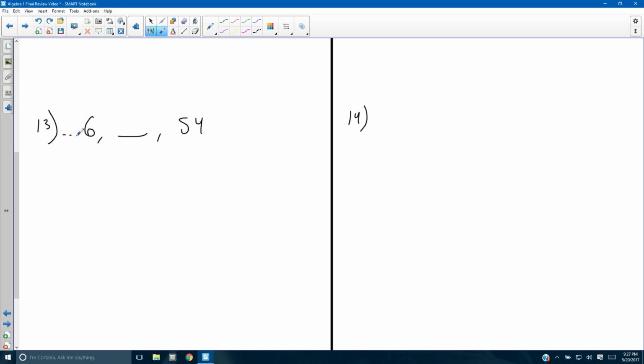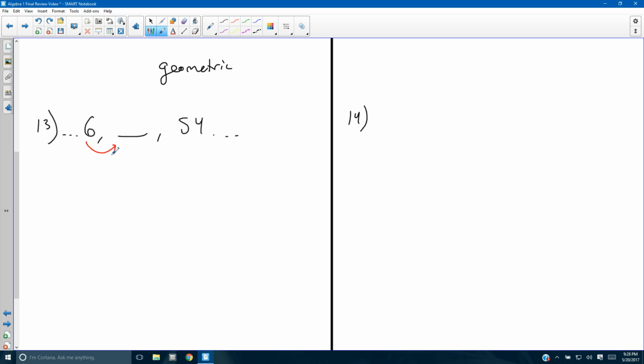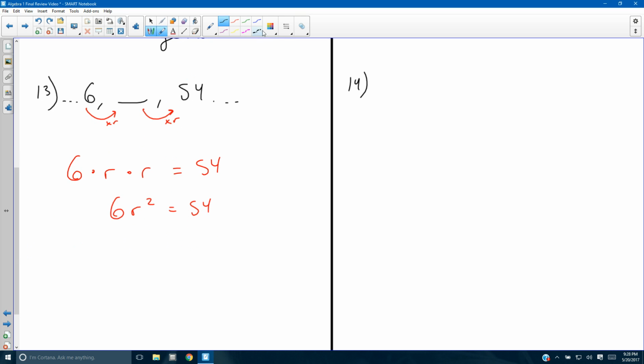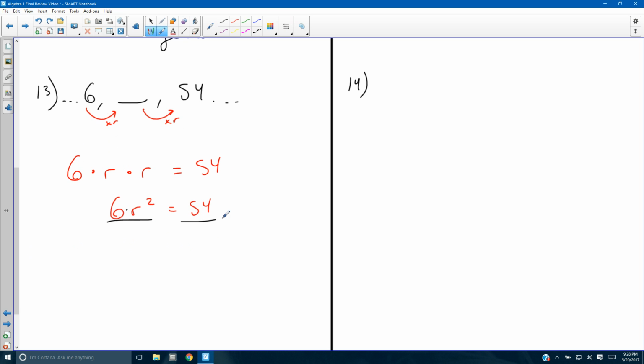Okay, this is geometric, which means common ratio. We're going to multiply 6 by some number and multiply that by some number. I'm using the letter R for common ratio. So 6 times some number is 54. Well, R times R is R squared, so 6R squared equals 54. Interesting. How do you solve? Remember, this is 6 times R squared. So you divide by 6.